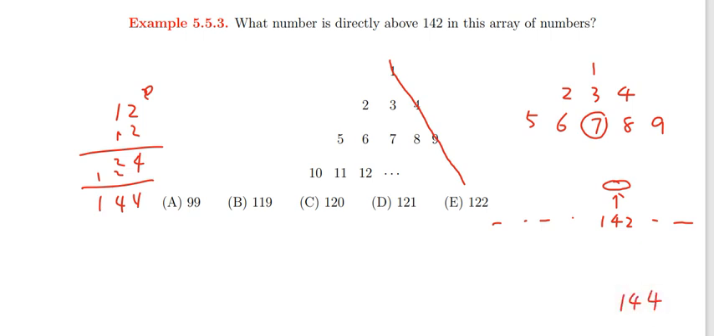So this number is 144, then 143, 142. So this is actually the row of 12. Then here is 11, so here there's 11 squared, 121. And then this is 120, right? So we know the number directly above 142 is 120.